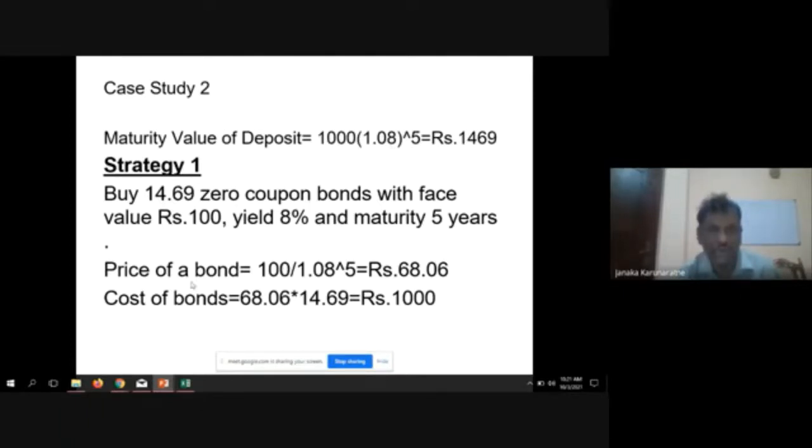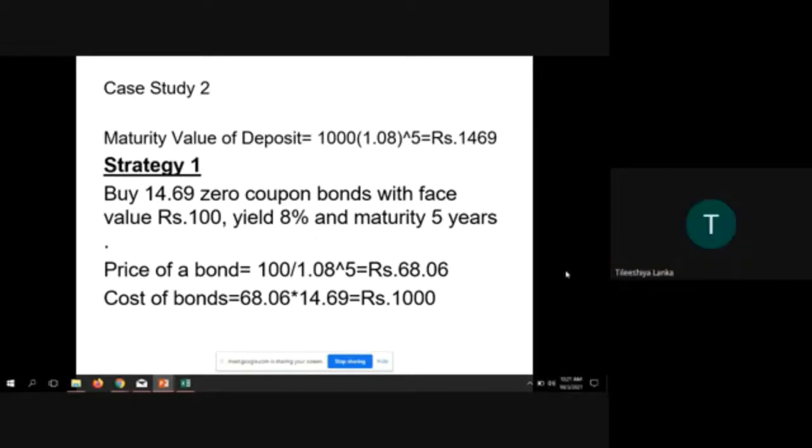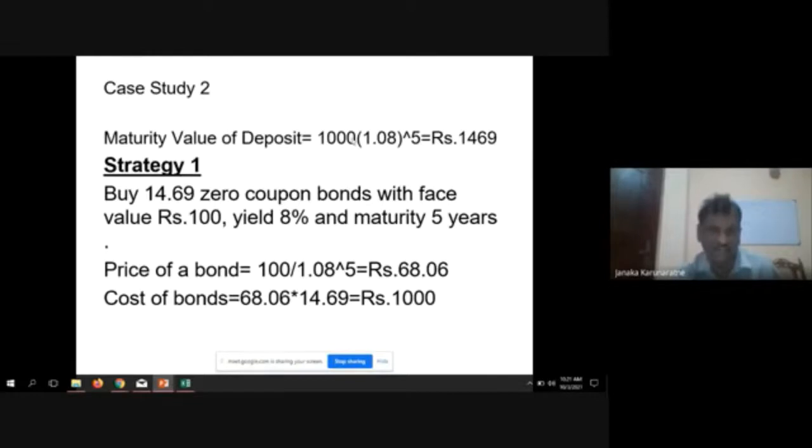Now, if you look at this zero coupon bond, what is the duration? 5 years. So basically what we do is a duration hedging. Simply, we match the duration of this liability with an instrument which has a duration of 5 years. That is the risk management we do, nothing else. So we match the duration of the liability with the duration of the asset.